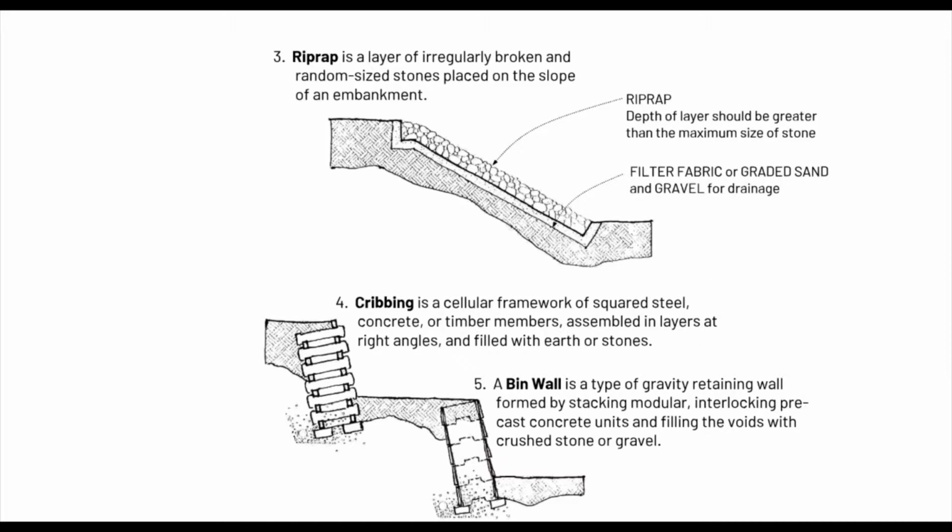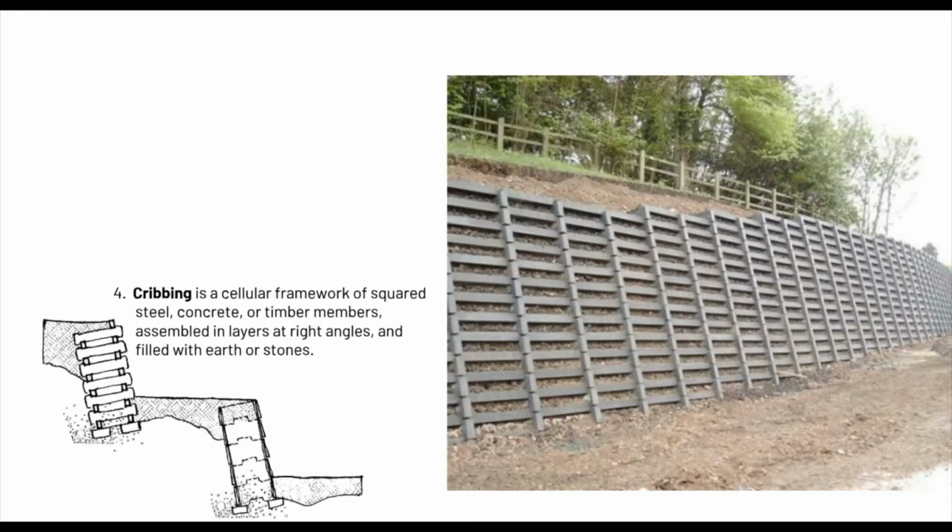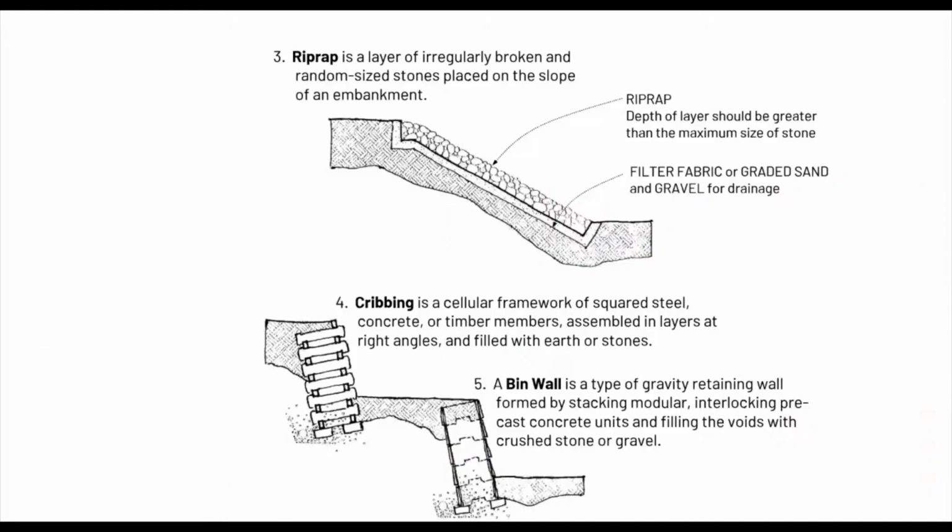It's a cellular framework of squared steel, concrete, or timber members assembled in layers at right angles. So ito yung treatment for the OCP people. And cribbing looks something like this. So this is not a local project, but you get the idea. So for this one, this is concrete, if I'm not mistaken. And number five, bin wall. It's very similar to cribbing in a sense that it's very linear by stacking modular interlocking precast concrete units, sometimes steel, and filling the voids with crushed stone or gravel.